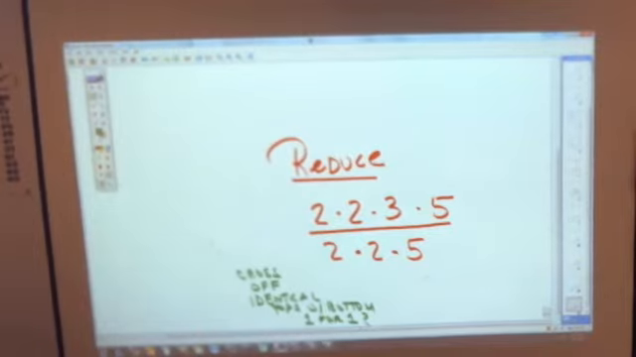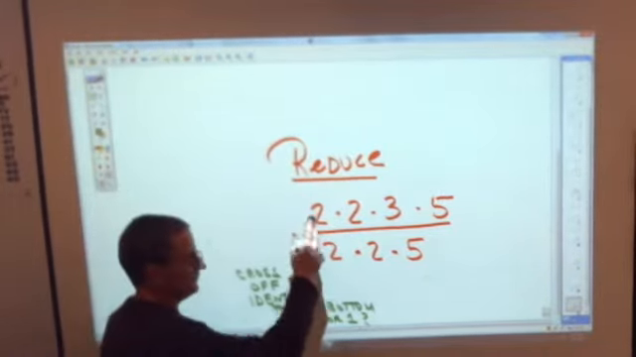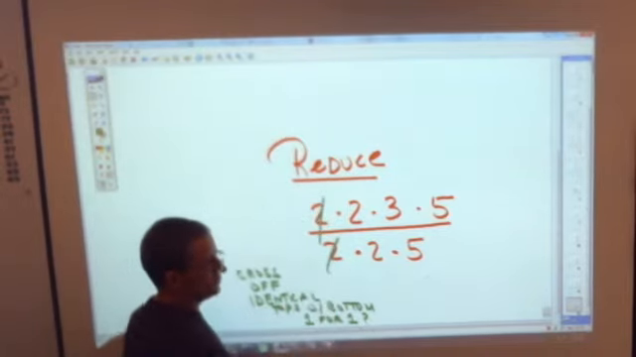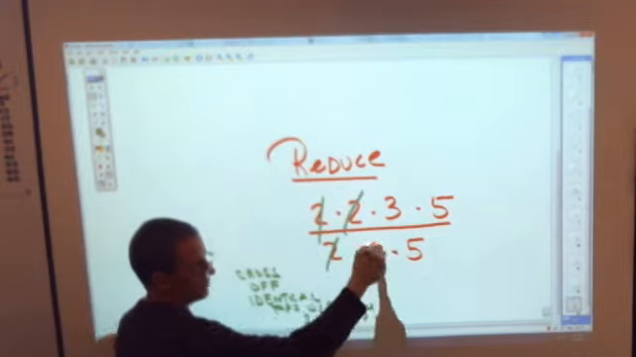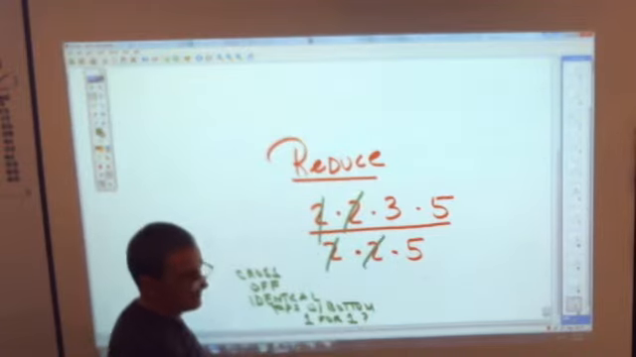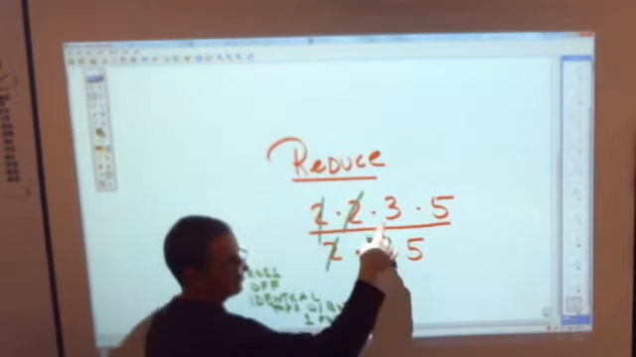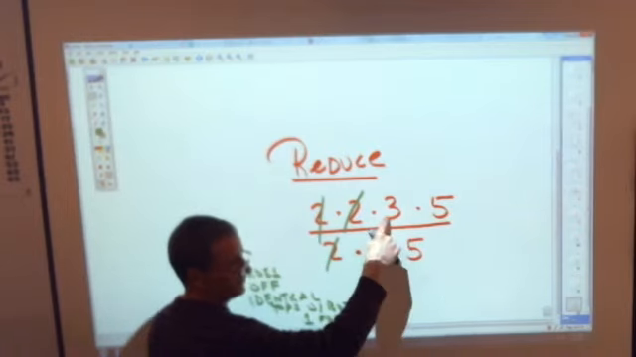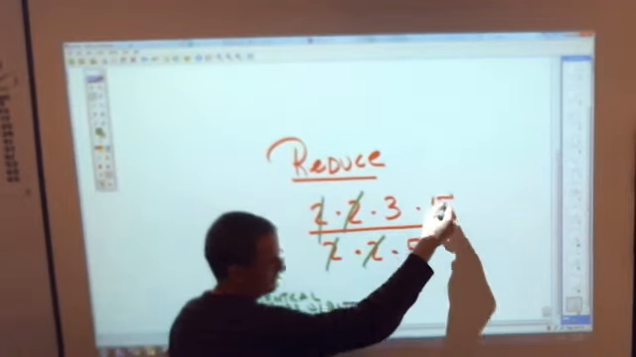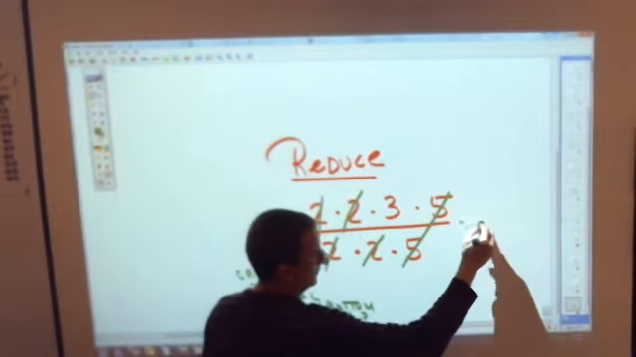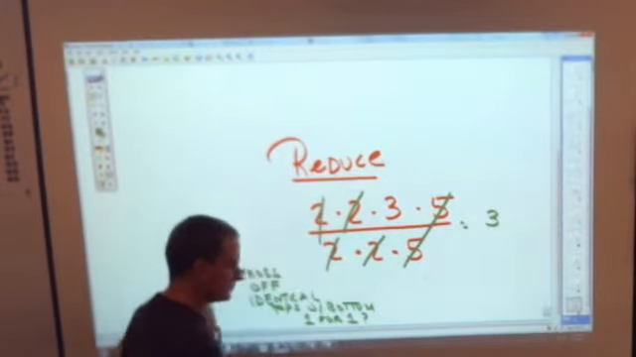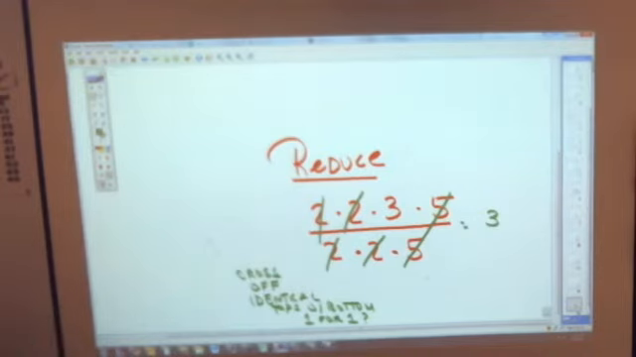If you see the same number on top as on bottom, you can just cross it off. If I have a 2 on top, it'll cross off with the 2 on the bottom, and it goes away. If I have a second 2 on top, it'll cross off with the second 2 on the bottom. It goes away. I don't have any 3's on the bottom, so this 3 is going to stay, but this 5 and this 5 cross off because they're identical. And guess what I'm left with? The number 3.